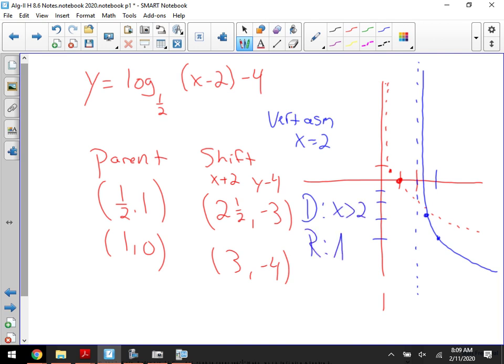Your range is all real. It's flipped from what it would have been with exponential. And that's what those look like. Log graphs should be pretty quick and easy. At least I hope they are. Does that help then? Andy, what do you got?